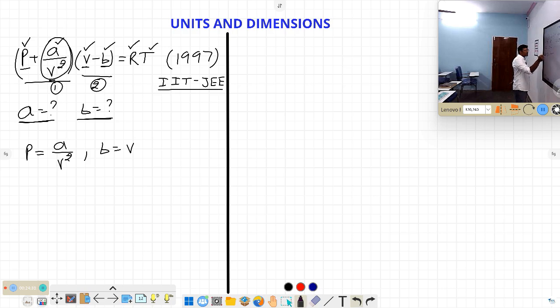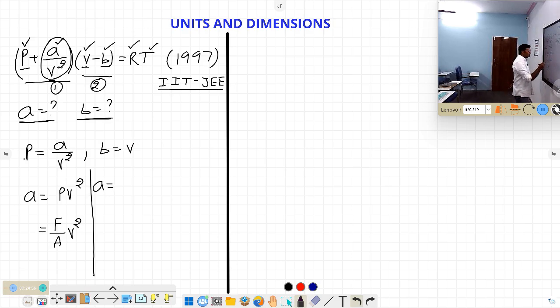From this, P is equal to A by V square, because pressure can be added to pressure only. So the second term A by V square is also pressure. So pressure is equal to A by V square, and A is equal to P times V square. What is this P? It is called pressure. Pressure is nothing but force by area. So now write the dimension formula to get the A value.